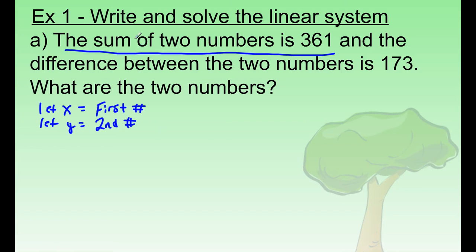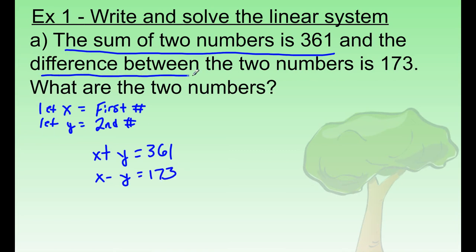So it says right here, the sum of the two numbers is 361. So if I add the numbers together, x plus y, I get 361. So that is a true statement based off of the problem. Following it says the difference between the two numbers is 173. Okay, so if I subtract them, x minus y, I get 173.